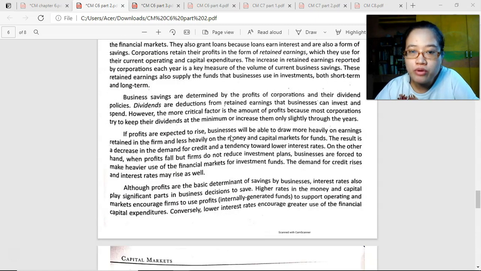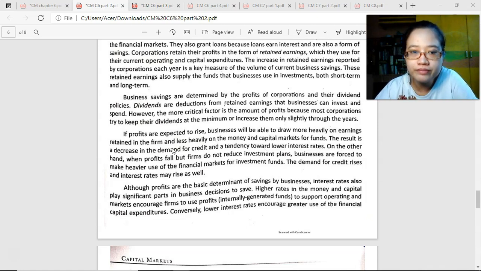If profits are expected to rise, businesses will be able to draw more heavily on earnings retained in the firm and less heavily on the money and capital markets or funds. Okay, kung profitable naman kasi isang business and syempre yung collection din, cash flow ng kanilang from the operations, then pwedeng they could rely on their own to fund their operations. Pero kung hindi, and in a way, medyo sablay, hindi masyadong profitable or merong kakaroon lang ng certain issues and hindi pa masyadong maayos ang collection ng receivables or from transactions. So they might have to borrow funds from capital markets.